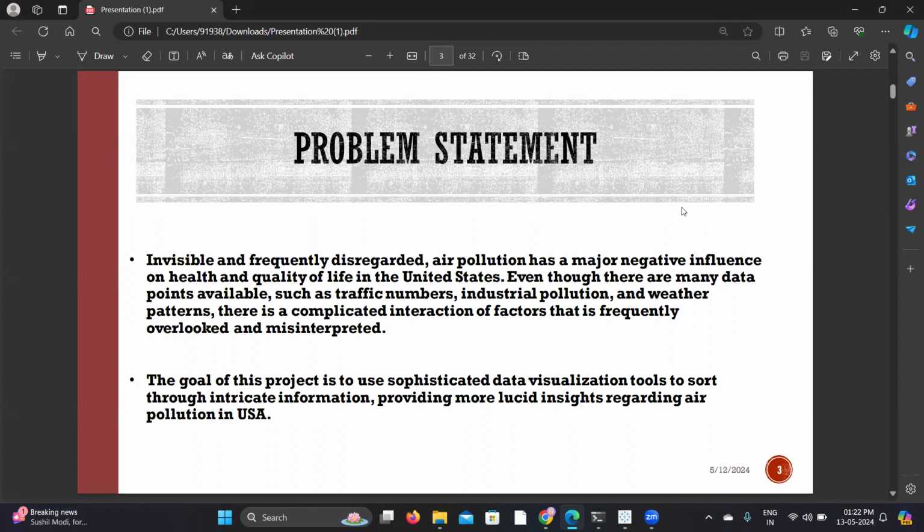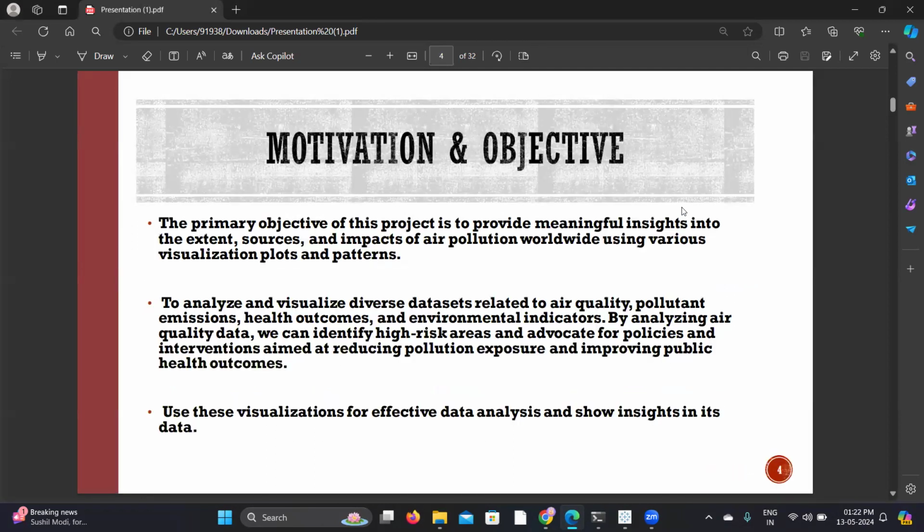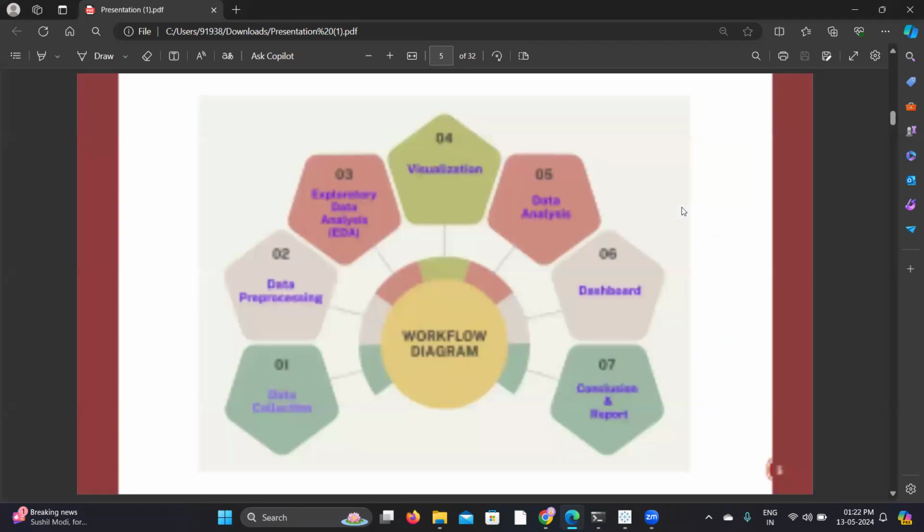Our goal is to utilize sophisticated data visualization tools to uncover and present clearer insights about air pollution in the United States. The motivation and objective of this project is to provide meaningful insights into the extent, sources, and impacts of air pollution using visualization techniques. We aim to identify high-risk areas and advocate for effective policies and interventions.